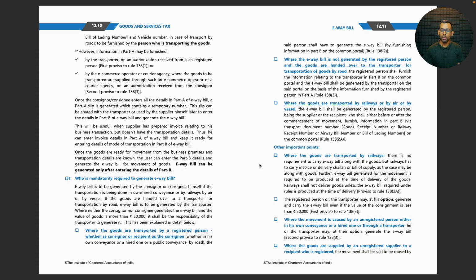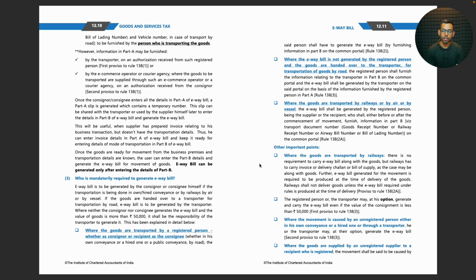Other important points: where the goods are transported by railways, there is no requirement to carry e-way bill along with the goods, but railways has to carry invoice or delivery challan or bill of supply, as the case may be, along with goods. Further, the e-way bill generated for the movement is required to be produced at the time of delivery of the goods. Railways shall not deliver goods unless the e-way bill required under rules is produced at the time of delivery. Proviso to Rule 138 Subrule 2A.